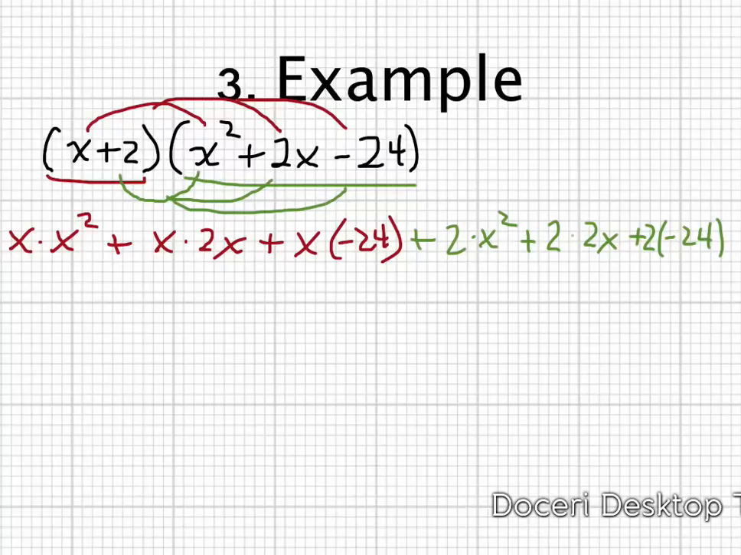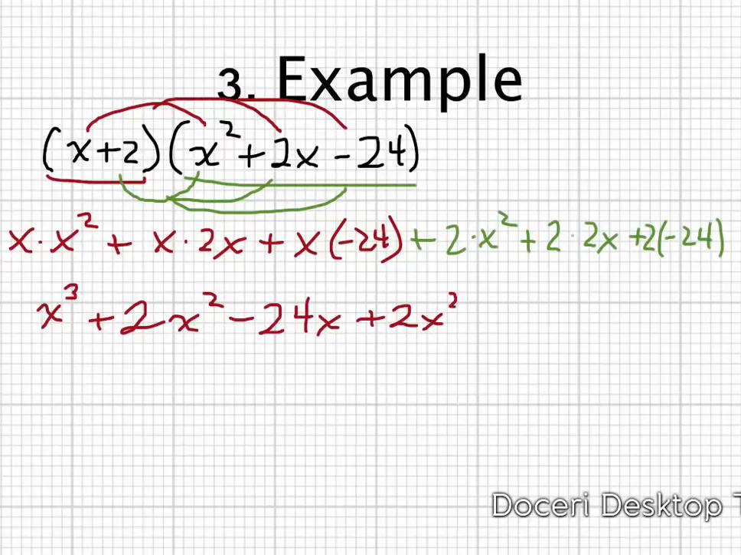So then x times x to the second power, if you remember from our exponents, is x cubed. And x times 2x, the 2 doesn't have anything to multiply by, so it just stays 2, but x times x is x squared. And then x times negative 24 becomes negative 24x. Then 2 times x squared is just 2x squared. And then 2 times 2 is 4 times my x is 4x. And then 2 times negative 24 is negative 48.